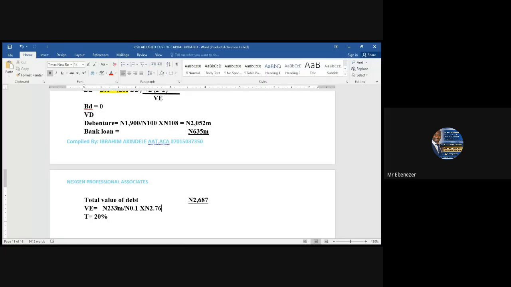Okay. If you have something like this, the reason why we convert to Naira is because this is already in Naira, right? So we just want to be consistent. We just divide 10 kobo by 100, 276 divided by 100, you have this. So what is the market value of equity? 6431.